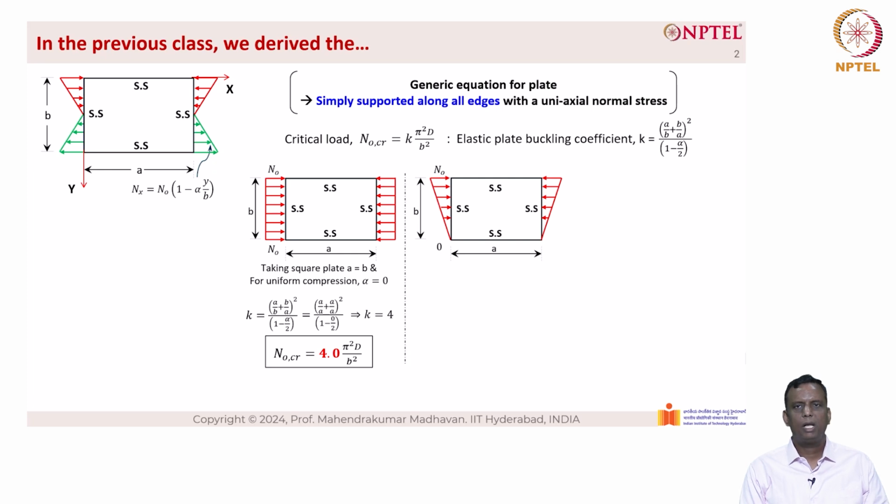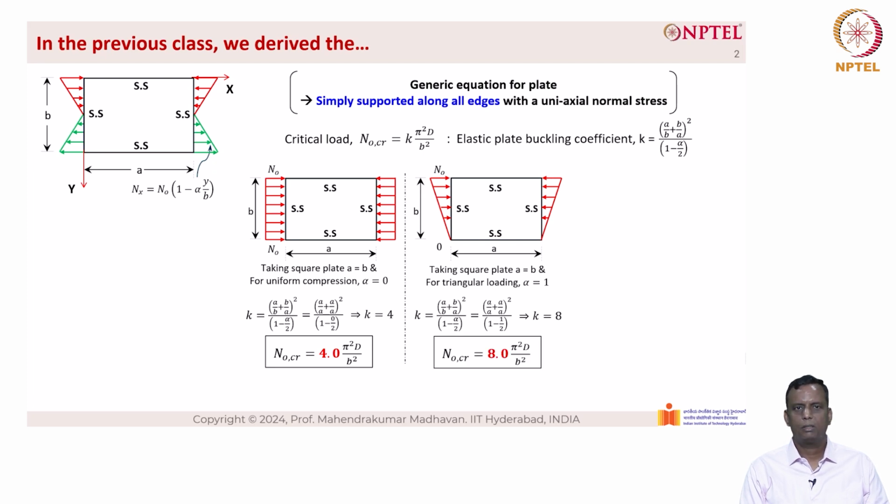Now when we apply the load such that there is a triangular stress gradient acting across the width of the plate, here the value of alpha equal to 1, and taking a square plate A equal to B, the value of K is given as (A by A plus A by A) the whole square divided by 1 minus 1 by 2. So the value of K becomes 8. So N naught critical equal to 8 into pi square D by b square.